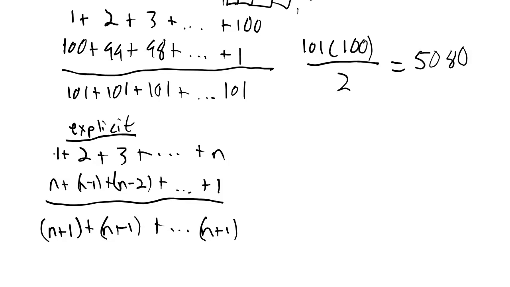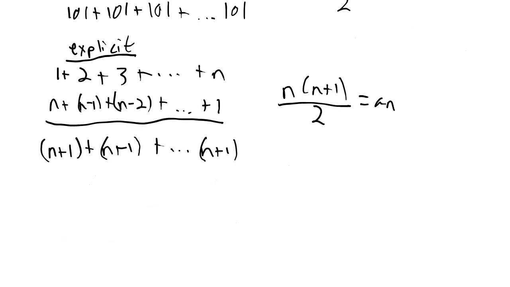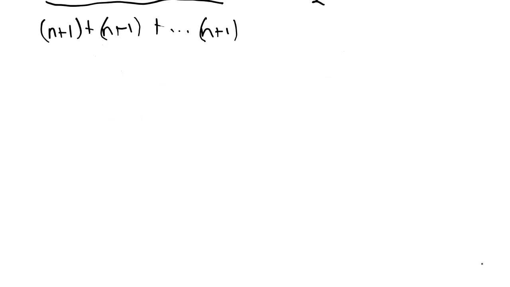How many of these do we have? Well, we have n different terms. So this is n times n plus 1. Once again, we have to divide this by 2. So the explicit formula for this is n times n plus 1 over 2, equal to a sub n. It's a handy one to have if you want to use it as a cool trick, show people how quick you can add up all the numbers together. What about the recursive?